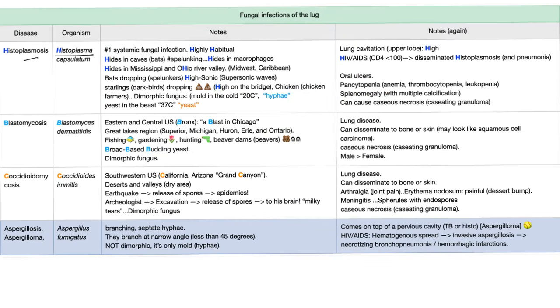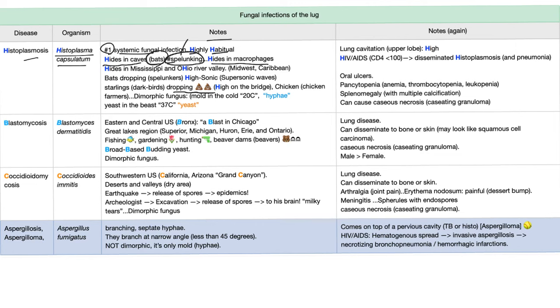First, histoplasmosis. Organism, Histoplasma capsulatum. It's the most common systemic fungal infection. And the mnemonic is highly habitual. It's very common. Hides in caves. And the caves have bats. And the bats have, like, poop. And the sport of going into the cave is called spelunking. And as Dr. Golian defined it, a spelunker is an idiot who goes into caves.